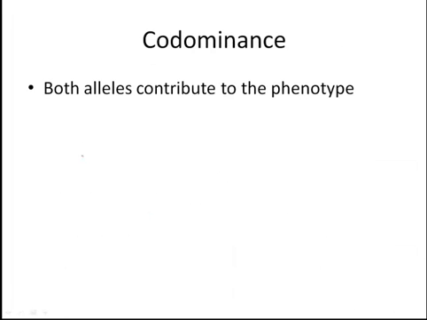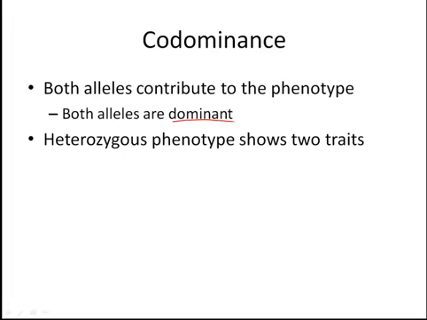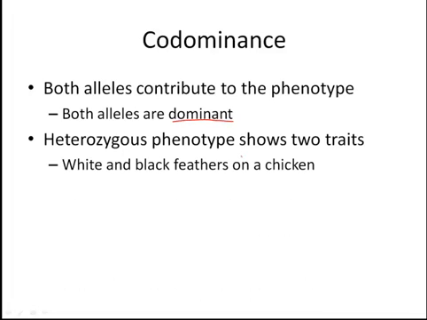Codominance is similar, but in this case, both alleles are going to contribute to the phenotype. Both of them are dominant. Very often in codominance, there is no recessive allele. It's just both of them are dominant together. So the heterozygous phenotype will end up showing two traits distinctly.